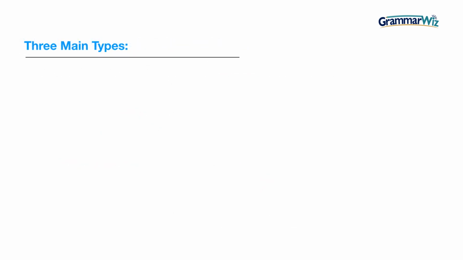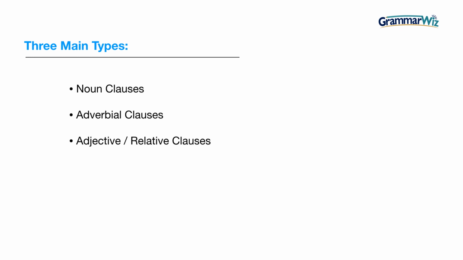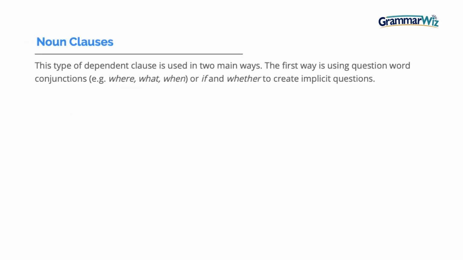Now there are three main types of dependent clauses: noun clauses, adverbial clauses, and adjective or relative clauses. So we'll look at each of these in turn. Noun clauses first of all. This type of dependent clause is used in two main ways. The first way is using question word conjunctions such as where, what, when, but also if and whether to create implicit questions.